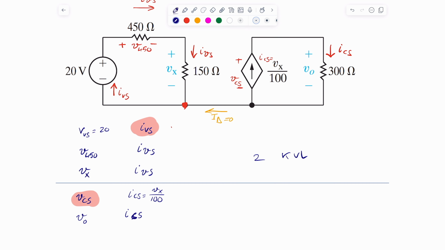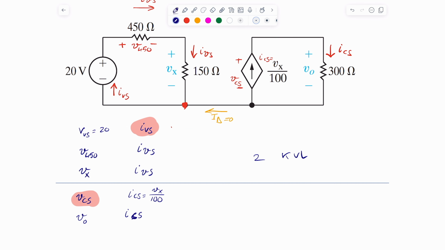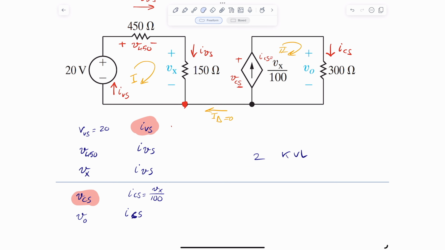In order to do that, I need to identify a couple of loops. I can't do a loop that is outside because there's no path to do this. So the obvious solution is this is the first loop and this is the second loop, and that's about it. So let's write two KVL equations in here. The first KVL equation, I'm just going to write it here. For loop one, you get -20 plus V450 plus Vx equals 0, and I can rewrite these using Ohm's law.